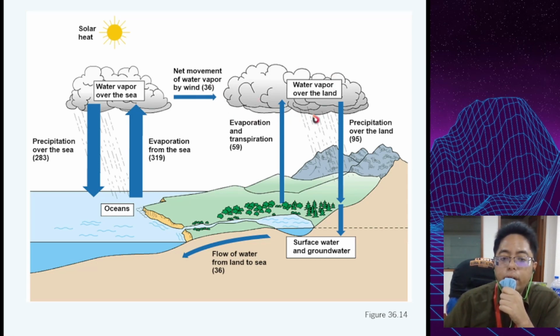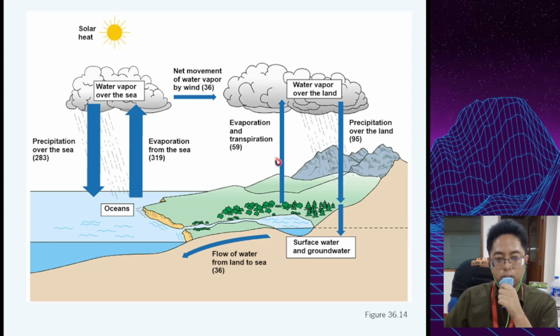So when they become rain clouds, the rain clouds become heavier and heavier. They will precipitate. Okay, it will rain on the land, and also on the sea. So now that the water has rained from the sky, it will infiltrate the surface water and groundwater. They can either stay on the ground or flow underground into the sea, and it will start the cycle all over again.